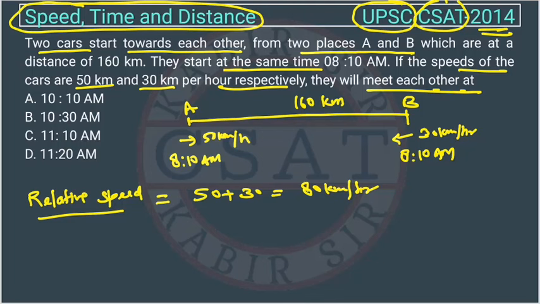So what will the time taken be? Time is distance divided by relative speed. The distance is 160 km and the relative speed is 80, so the 0 will cut the 0, and 8 into 16 is 2. So it will be 2 hours. After 2 hours, they will meet each other.